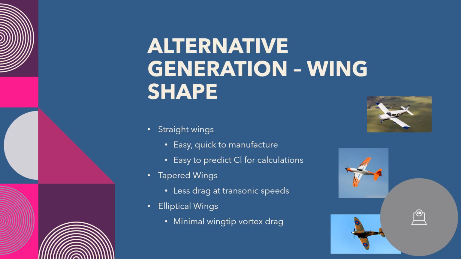So, to begin with, looking at the alternative generations and the ideas I had, I'd like to begin with wing shape. For aircraft, there are three primary types of wings that I wanted to look at: straight wings, tapered wings, and elliptical wings. Straight wings are easy and quick to manufacture, and it's very easy to do center of lift calculations to try and predict a good center of mass point to initially test. Tapered wings provide less drag at transonic speeds. However, all of these advantages were not quite as good as the advantage provided by elliptical wings, where a minimal wingtip vortex drag is observed.